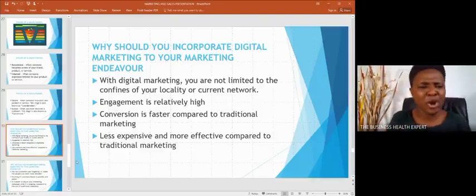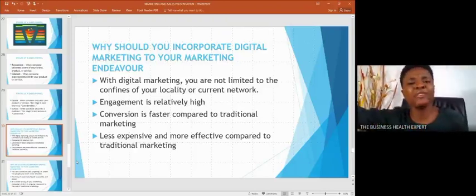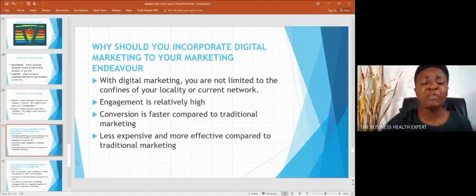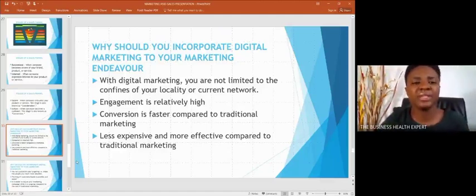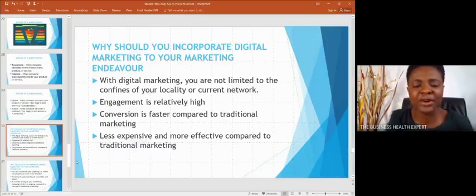So what should stop us, business owners that are just starting out, or even if you've not gotten to the level of Dangote Group and all of that, but you're a business owner and you're actively into business, from incorporating digital marketing into your marketing endeavor? With digital marketing, and here are the reasons why: you are not limited to the confines of your locality or current network.